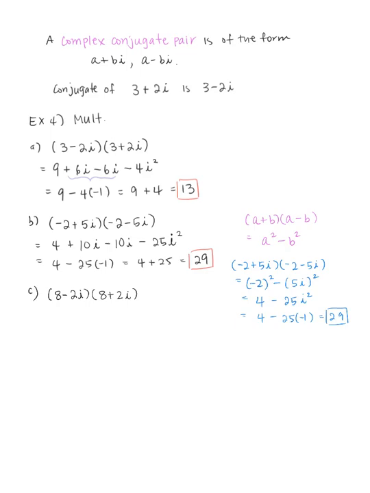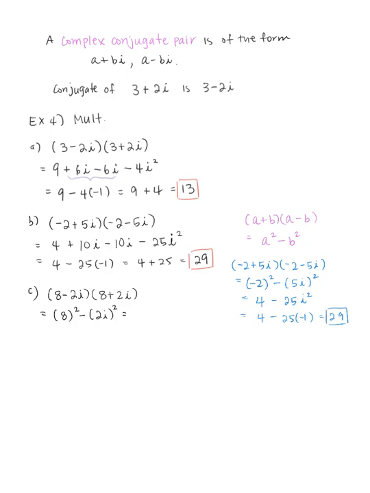8 minus 2i multiplied by its conjugate, which is 8 plus 2i. Okay, so in this case, I'm going to apply that little shortcut, which will be the difference of two squares. So this is same thing as 8 squared minus b squared. Well, our b is just 2i. So here we're going to have 8 squared minus the quantity 2i squared.